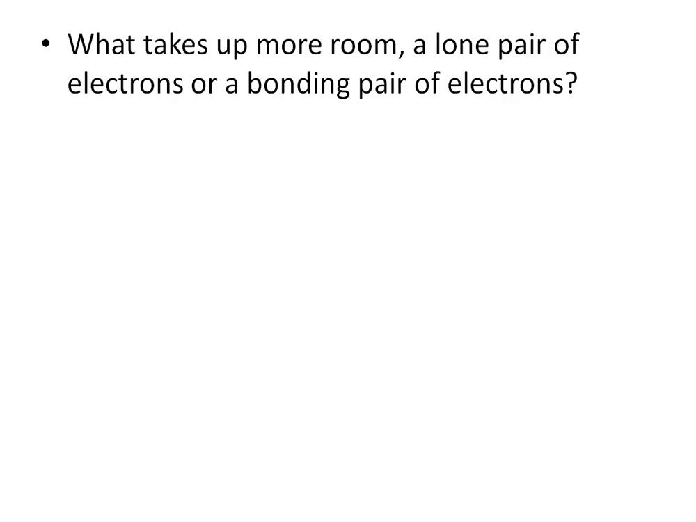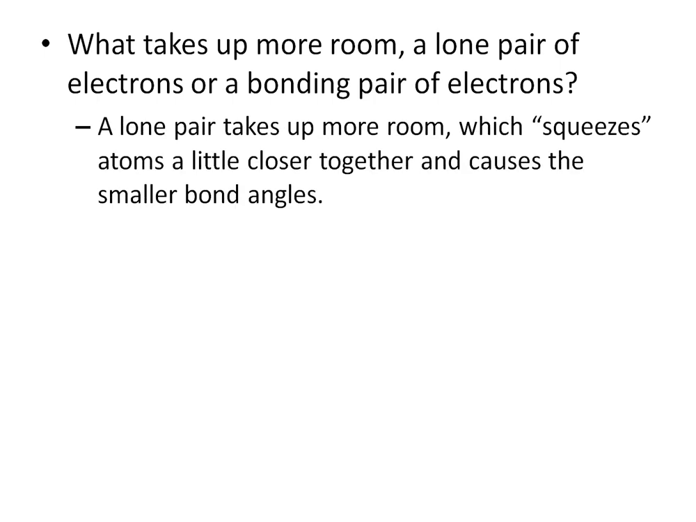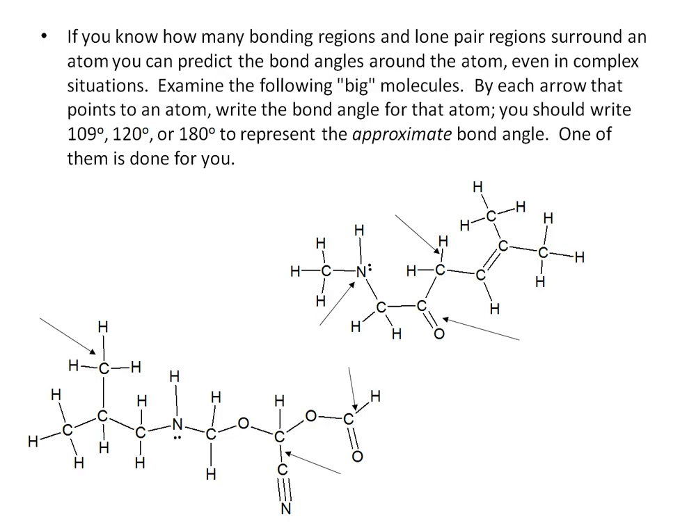What takes up more room, a lone pair of electrons or a bonding pair of electrons? A lone pair takes up more space, which means it squeezes the bonding pairs a little bit closer, causing the smaller bond angle. It'll be more compact. For the following activity, fill in the arrows with the proper bond angle measurement. It could only be 109, 120, or 180.